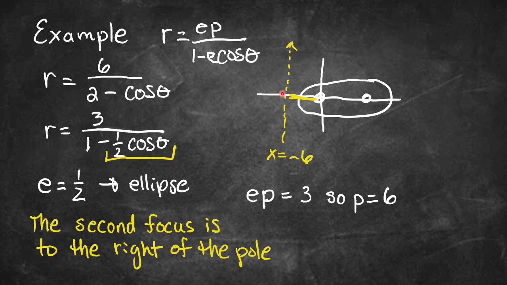And because it will be a vertical line, it's going to be x equals. Our p is 6, but we have to throw that negative in there because we're looking at the vertical line that's to the left of the origin. So our directrix will be x is equal to -6.